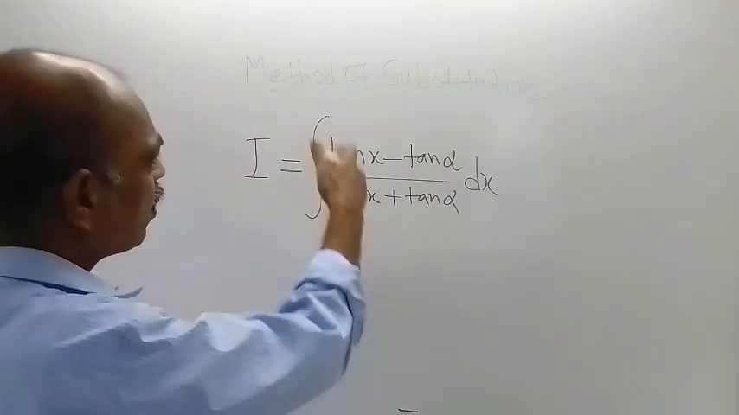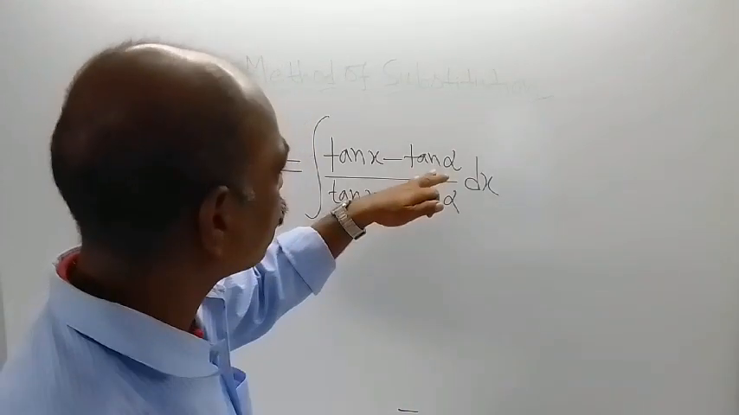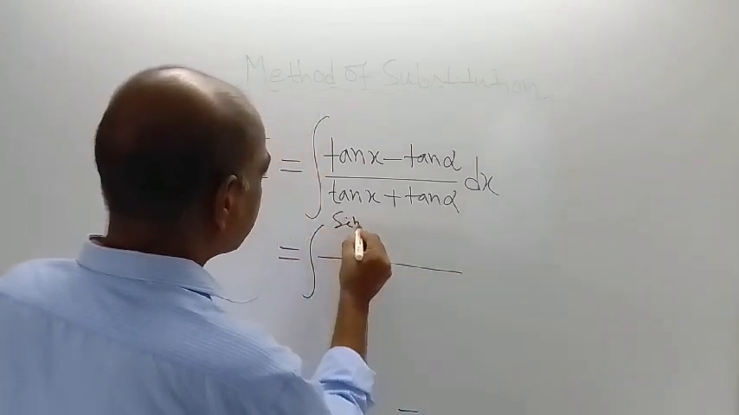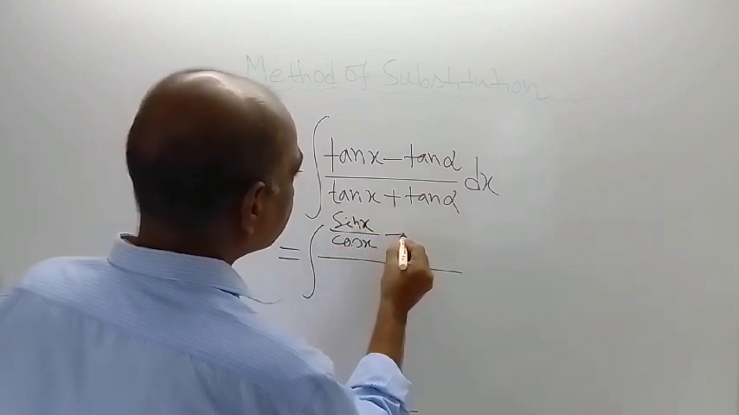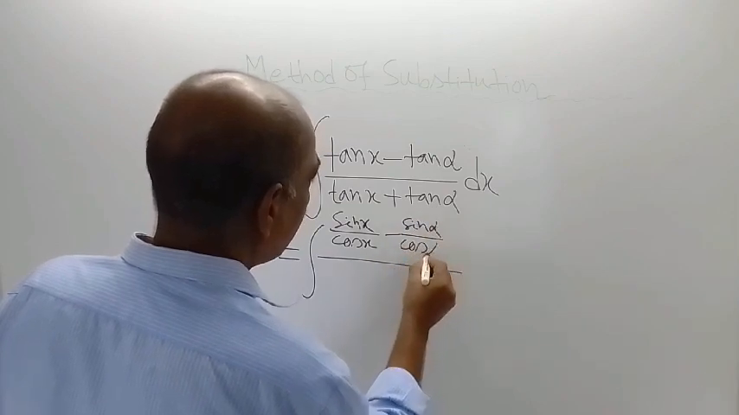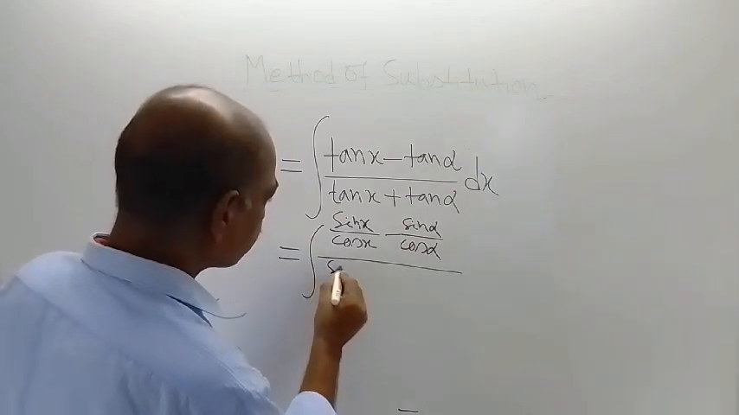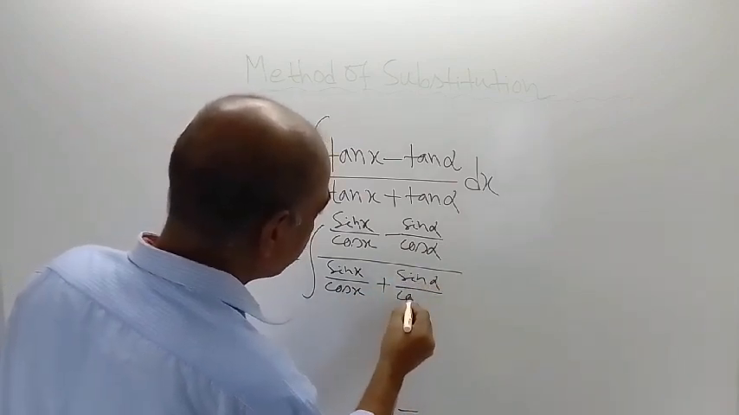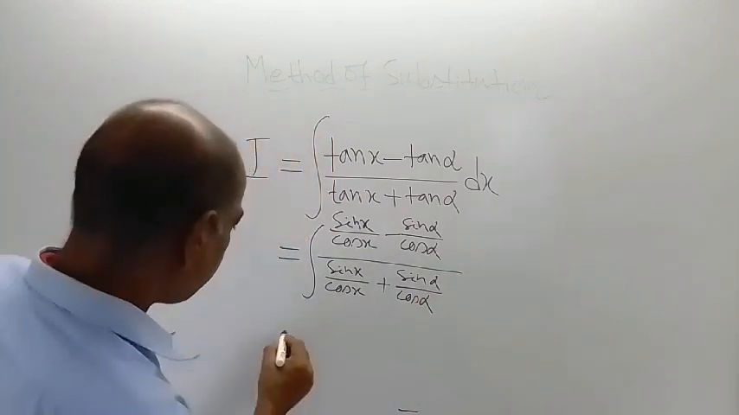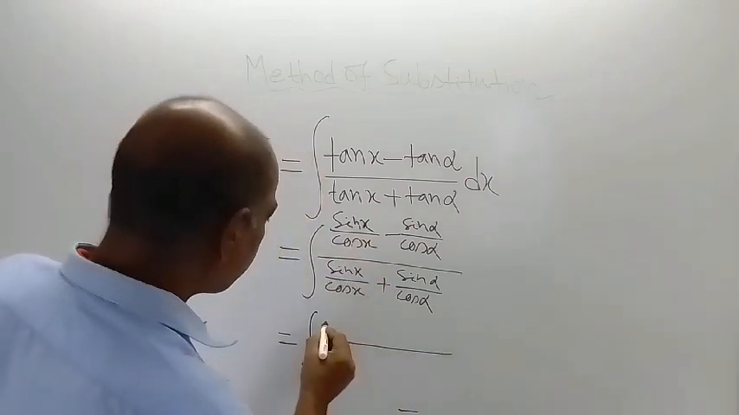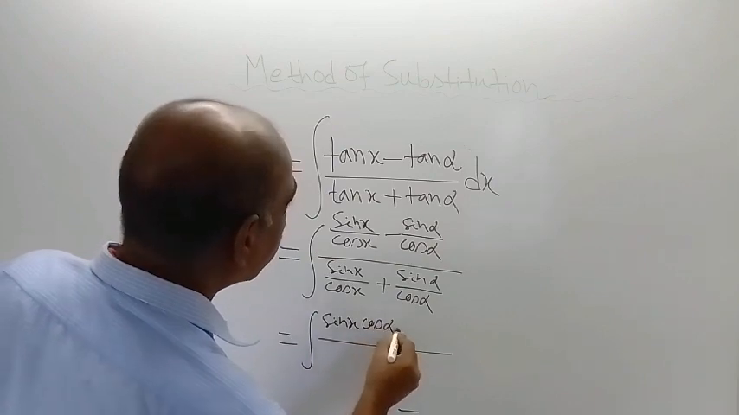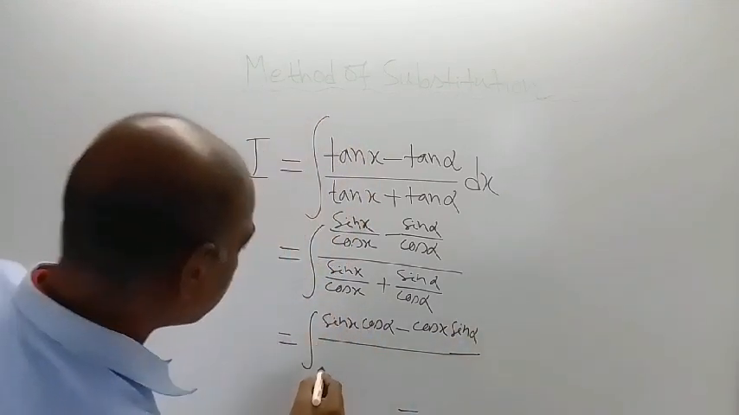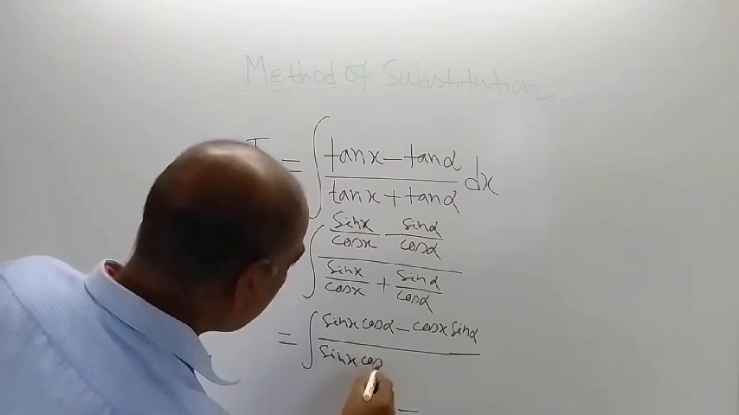To do this, first of all, you write tan x in terms of sin x and cos x, and also tan alpha in terms of sin alpha and cos alpha. So, we are doing the same thing here: sin x divided by cos x minus sin alpha divided by cos alpha, and in the denominator, you do the same thing, sin alpha divided by cos alpha. So, what is the result? The numerator will be sin x cos alpha minus cos x sin alpha. And in the denominator, you will get the same thing, but with a positive sign in the middle.